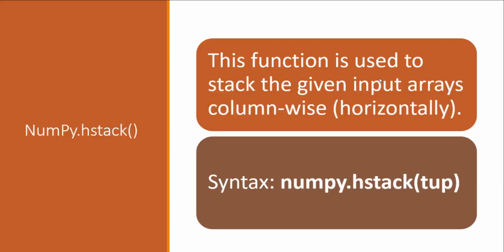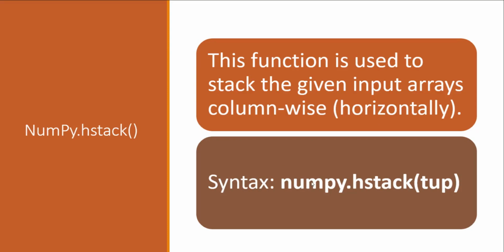So our next function is numpy.hstack. Basically this function is used to stack the given input arrays column wise, that means horizontally. For example, you have two input arrays that are one dimensional arrays, and now you want to combine them together but horizontally. So this function will easily combine them and give the new output array.